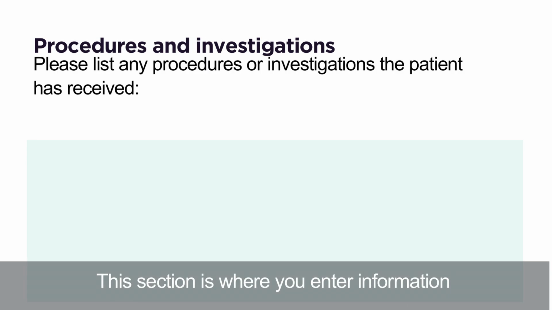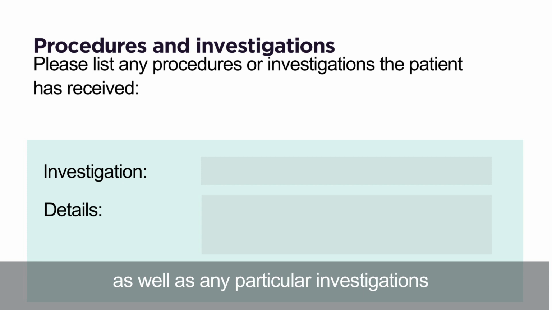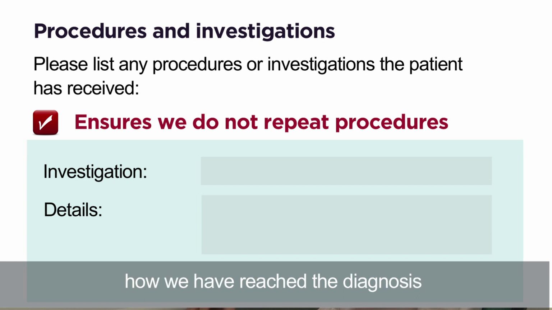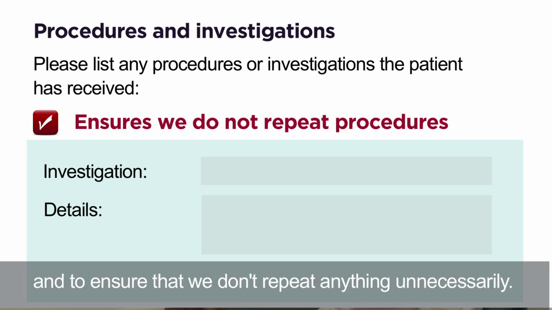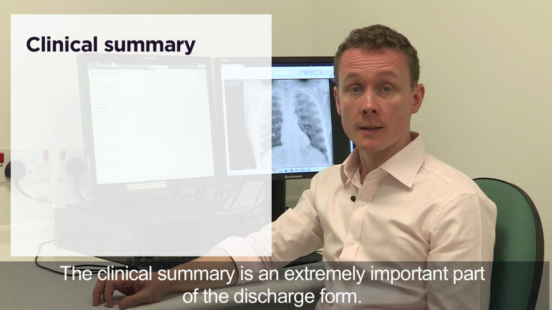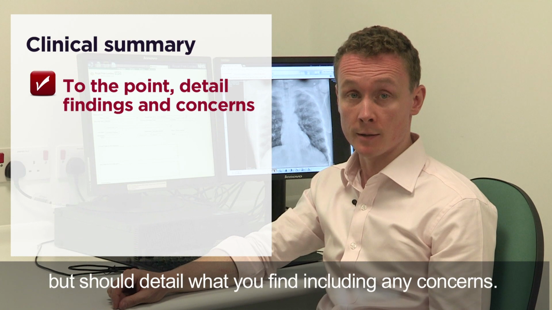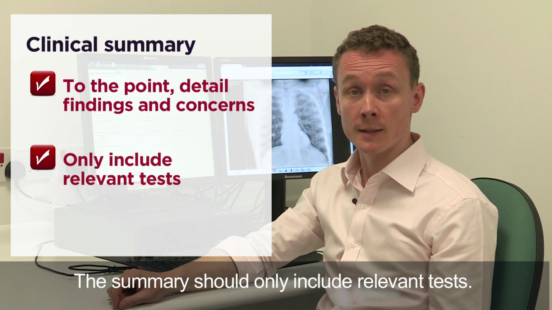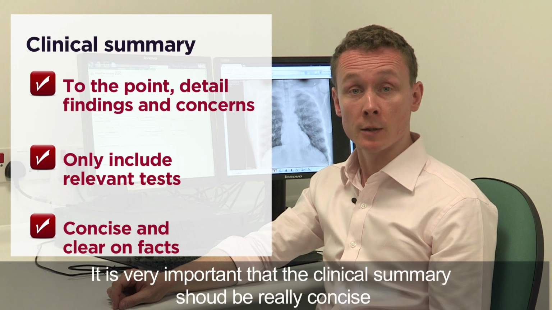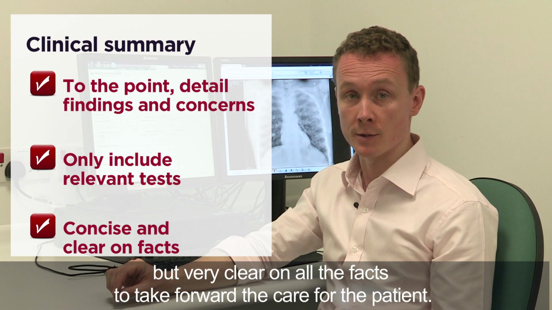This section is where you enter information about any procedures that were undertaken, as well as any particular investigations you may have requested or carried out. This ensures it's clear to everybody how we've reached the diagnosis and to ensure that we don't repeat anything unnecessarily. The clinical summary is an extremely important part of the discharge form. This information needs to be to the point, but should detail what you find, including any concerns. The summary should only include relevant tests. It is very important that the clinical summary should be really concise, but very clear on all the facts to take forward the care for the patient.